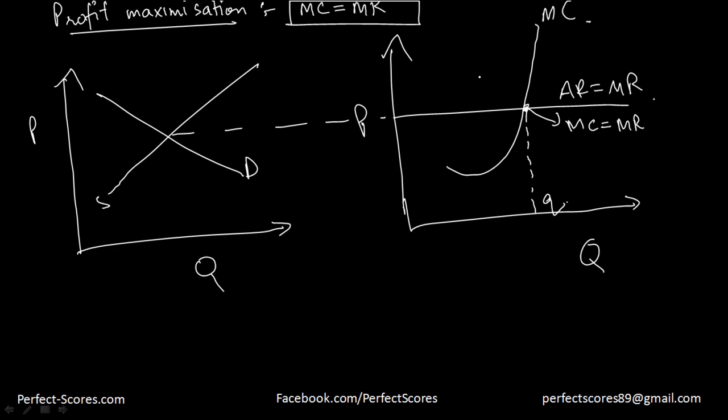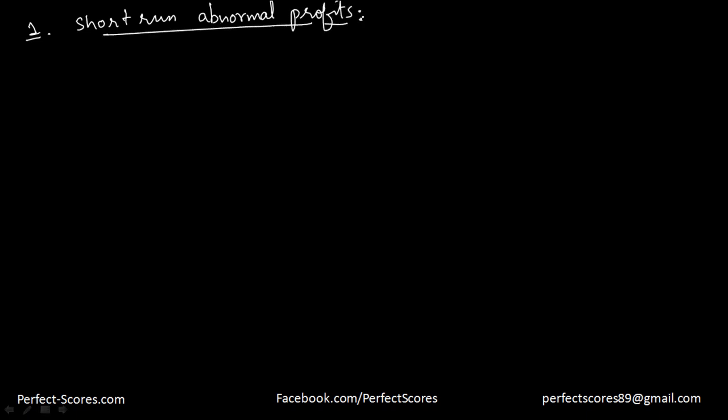Now let's go ahead and talk about some of the possible scenarios in perfect competition. The first scenario that I'd like to talk about is for a firm making short-run abnormal profits. Now, how do these firms make short-run abnormal profits? If you've seen the previous video on cost, revenue, and profit, you would know that the costs are actually defined by the average cost curve, and the price is actually defined by the average revenue curve.